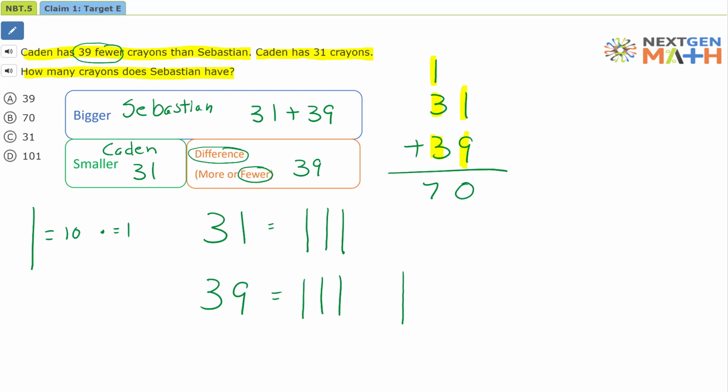So now how many rods do we have in all? We have 1, 2, 3, 4, 5, 6, 7. We have 7 rods, which means 7 groups of 10, or 70. So, 2 different ways that we can solve this problem.